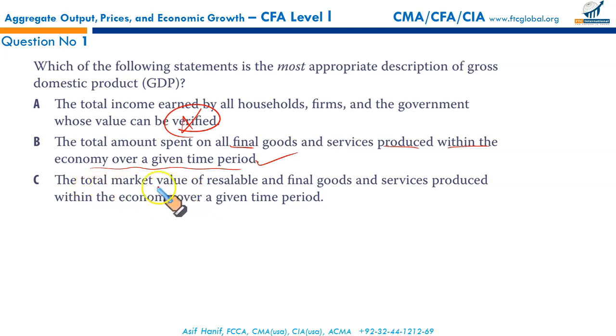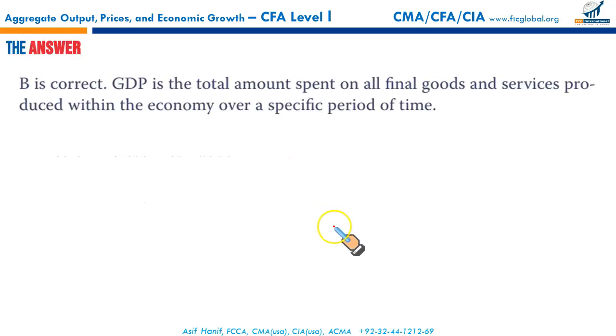C: The total market value of resaleable, not resaleable, final goods and services produced within the economy over a given time period. The items that have been produced previously and are just bought and resold are not included. So this is incorrect. That makes B the correct option.